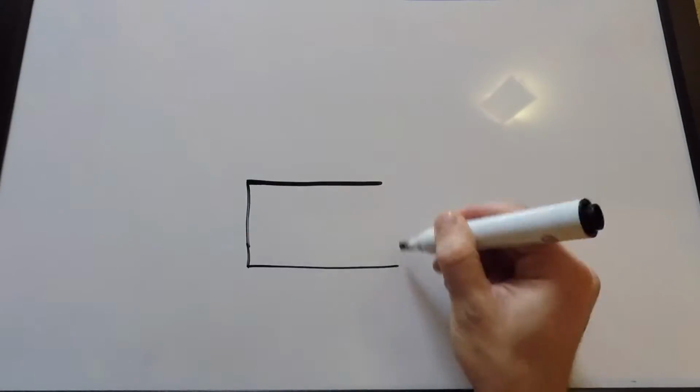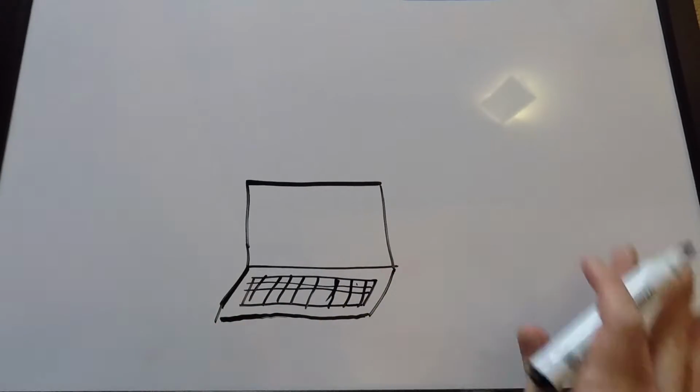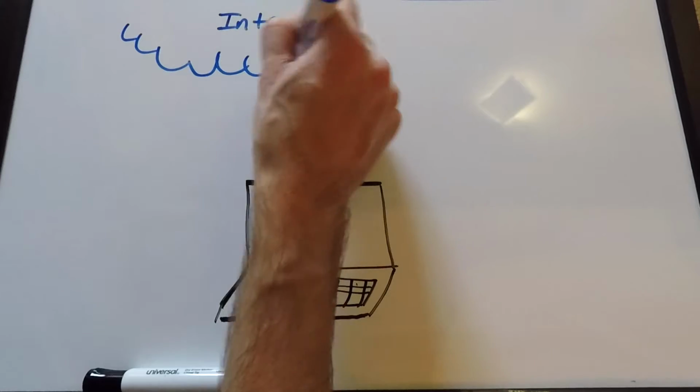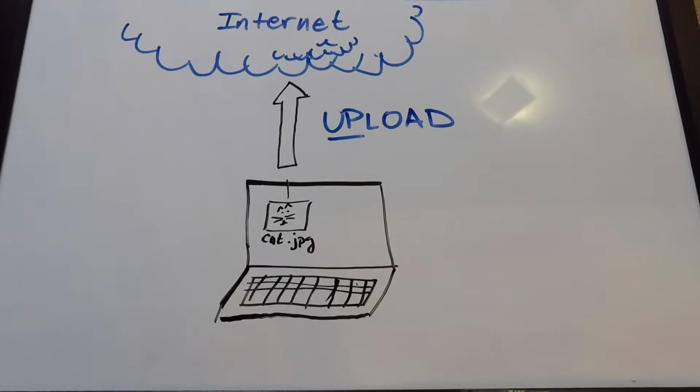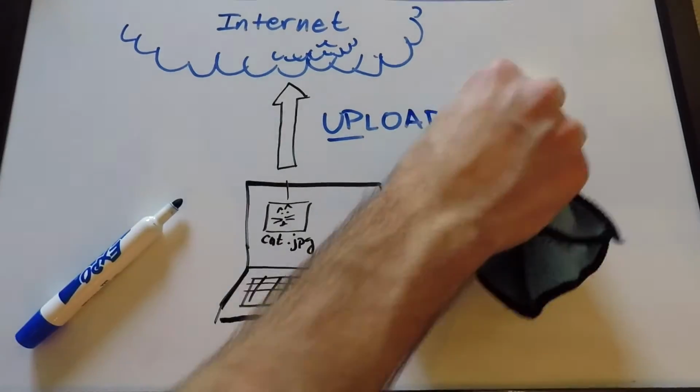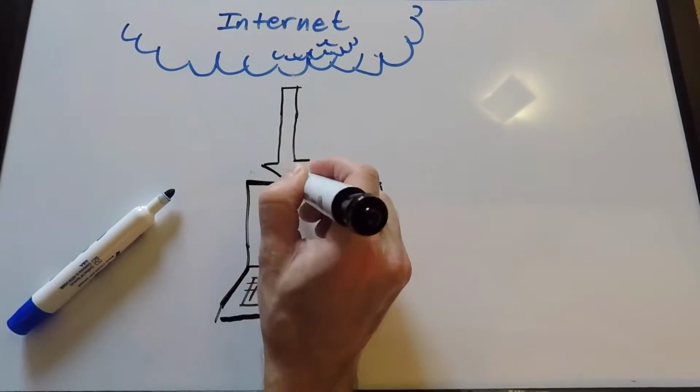Next, let's talk about sending and receiving files. These days, the most common way to share a file is through the internet. When you send a file from your computer to another computer, this is called uploading. If you are receiving a file from the internet, this is called downloading.